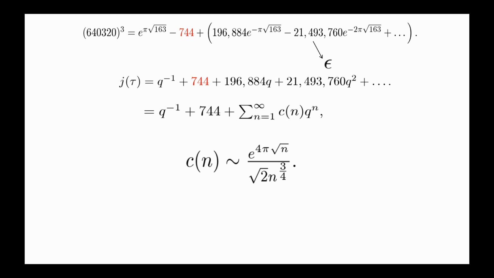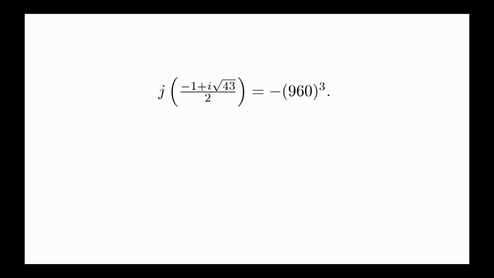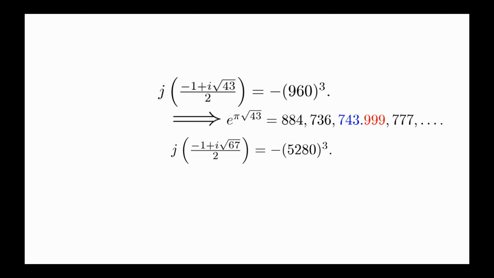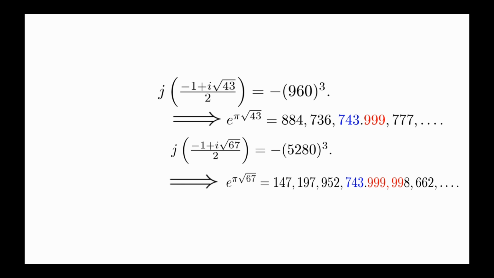And we can very similarly show that e to the pi times root 43 is extremely close to being a positive integer because we have a similar evaluation at minus 1 plus root of minus 43 over 2. And the same is true for 67, where we have a similar evaluation, explaining why e to the pi times root 67 is extremely close to a positive integer.